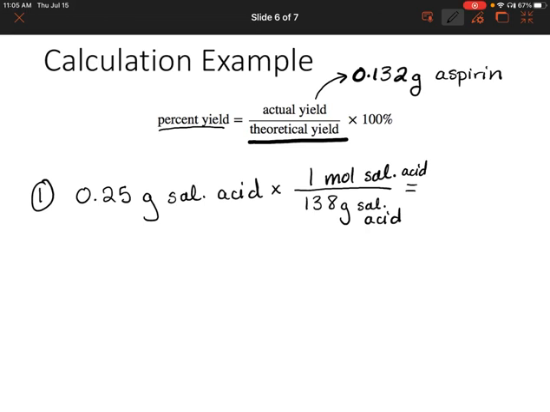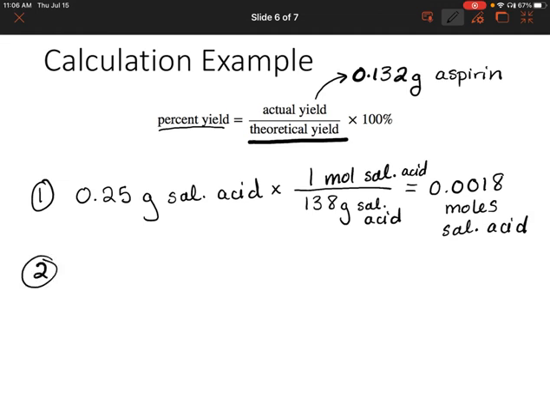Okay, so see if you can figure out how many moles of salicylic acid we would have initially. So feel free to grab your calculator, pause the video, and then when you come back, we'll check the answer together. Okay, so for this calculation, I got 0.0018 moles of salicylic acid.